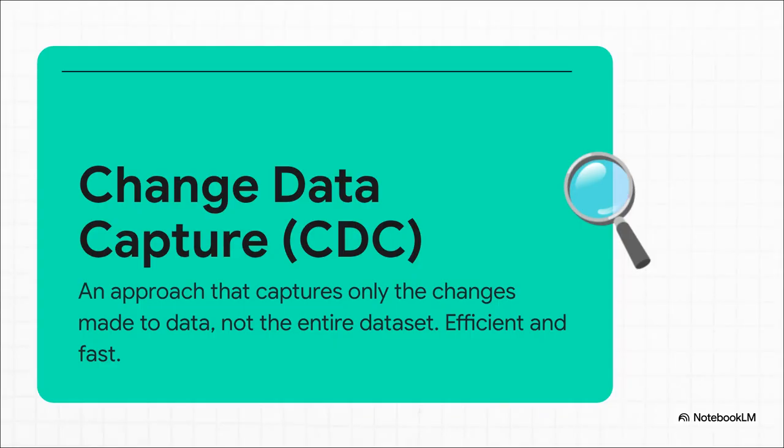Now, if you want to be way more efficient, you've got change data capture, or CDC, and this is awesome. Instead of copying a whole massive database every single night, CDC just looks for what's changed. So if a restaurant updates its menu or changes its opening hours, CDC just grabs that one little change. It's super fast and super lightweight.